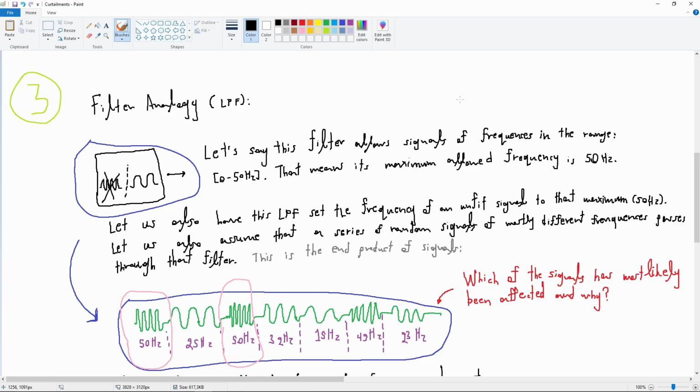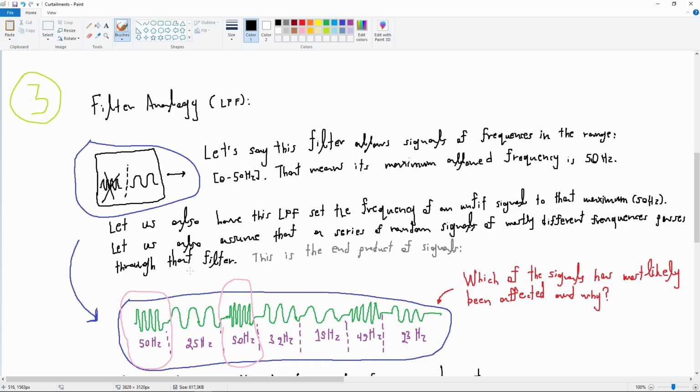Let's say that we have this filter, and let's say that this filter allows signals of frequencies in the range of 0 to 50 Hz. That means the maximum allowed frequency, or the set point that we talked about before, is 50 Hz. Let's also assume that this low-pass filter sets the frequencies of all the unfit signals to that maximum 50 Hz. So if a signal comes that is 60 Hz, which is above the maximum point, it reduces its frequency to 50 Hz. And let's also assume that a series of random signals, mostly different frequencies, passes through that filter.